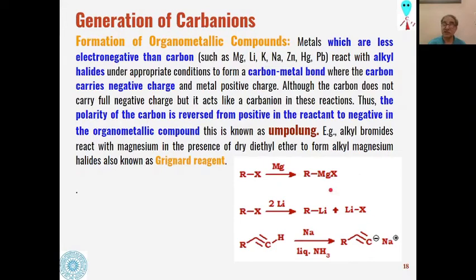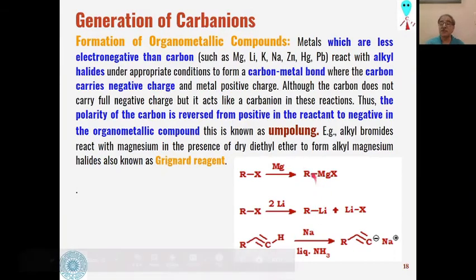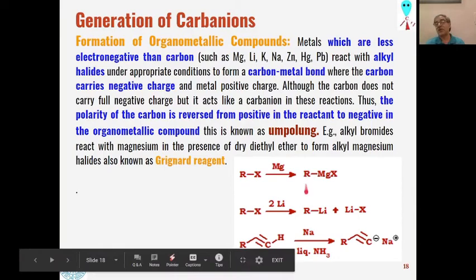Similarly, alkyl halides react with lithium metal to give us alkyl lithium compounds, and these alkyl lithium compounds can act as a carbanion at the R part, and this is a positive part. Metal is the positive part, and the alkyl part is the negative part, and it will act as a carbanion.